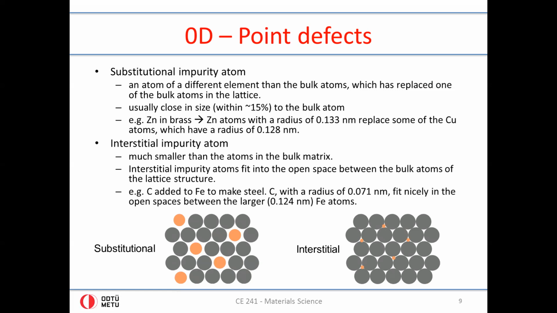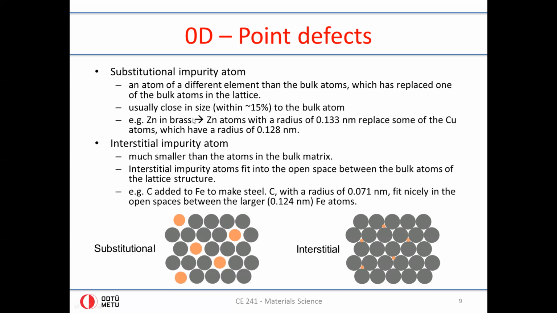So the substitutional impurity that we mentioned as being a foreign atom can either replace the original atom. So in this image here, the gray original atom has been replaced by the orange new and slightly different sized atom. But you notice here that in the substitutional case, the foreign atom is about the same size as the atom it's replacing. So an example of this is shown as zinc in brass.